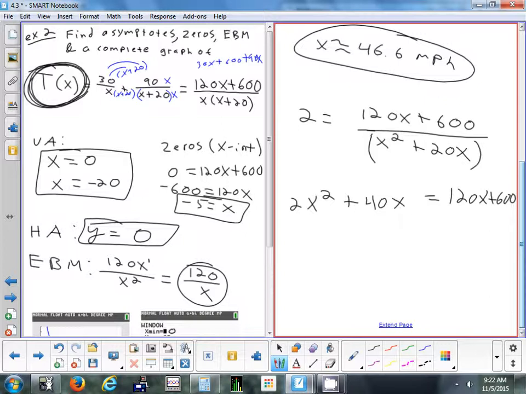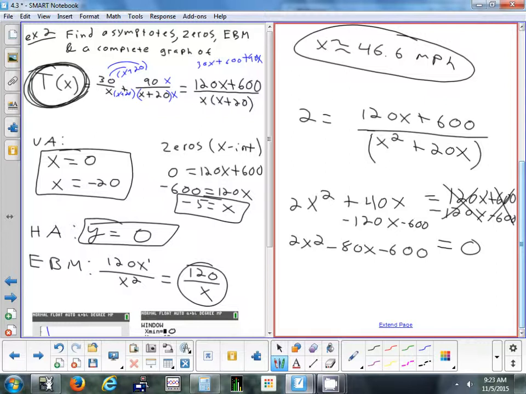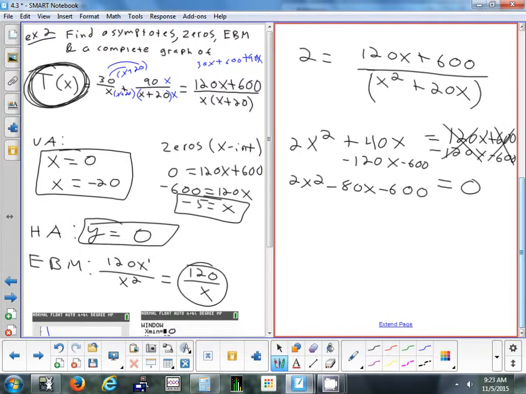Yep. And now, because it's a quadratic, you want it equal to 0. Subtract 120x and subtract 600. All right, so I get 2x squared, 40 minus 120 gives me negative 80. And now I have a lot of ways I could solve it. Use quadratic formula, factor it. Okay, what did we get? It's probably not going to factor nicely because we get an answer of 46.6.